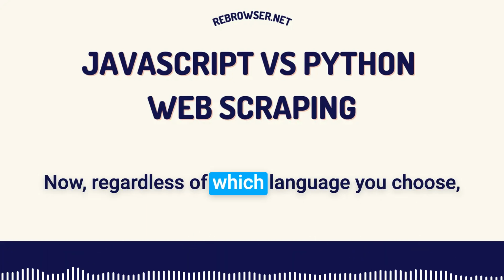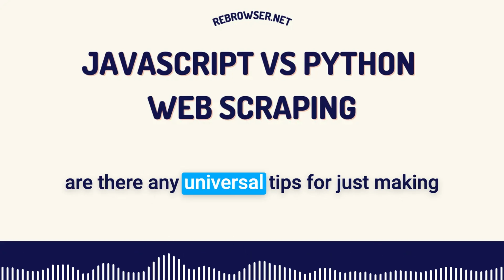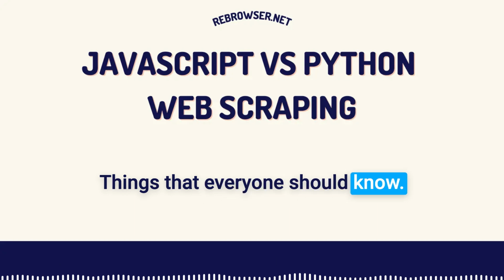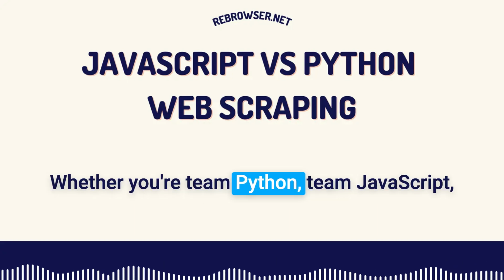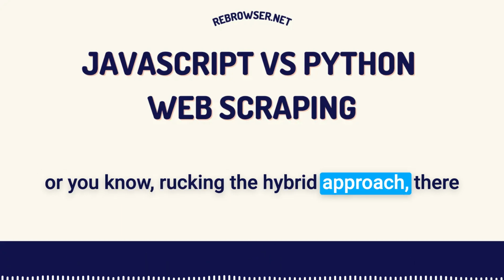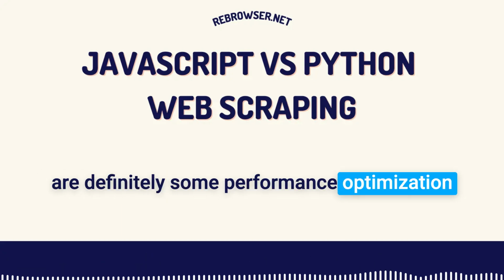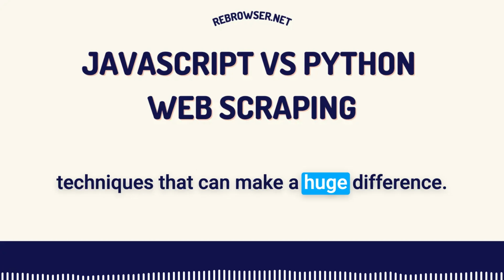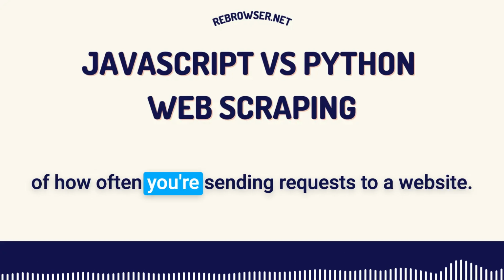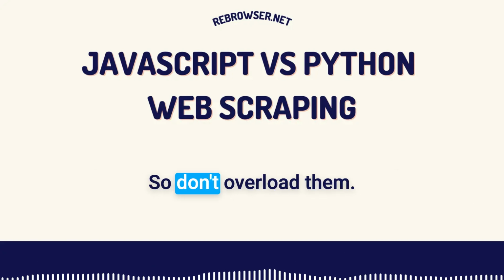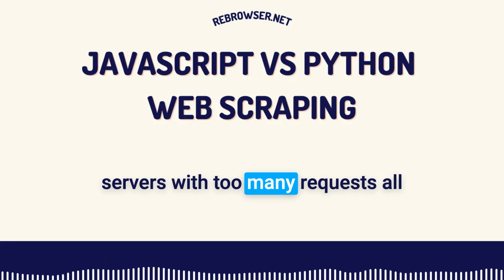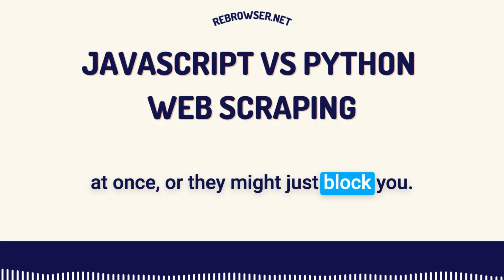Now, regardless of which language you choose, are there any universal tips for just making scraping projects more efficient? Things that everyone should know? Oh, yeah, absolutely. Whether you're Team Python, Team JavaScript, or rocking the hybrid approach, there are definitely some performance optimization techniques that can make a huge difference. One of the most important things is to be mindful of how often you're sending requests to a website. So don't overload them. Right. You don't want to bombard their servers with too many requests all at once, or they might just block you.